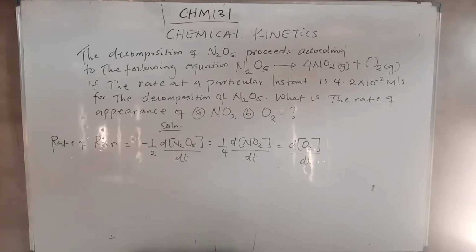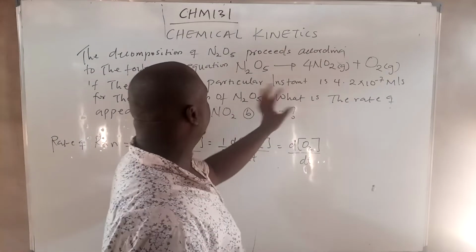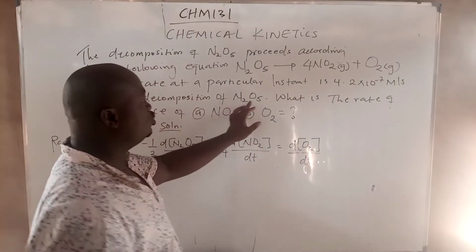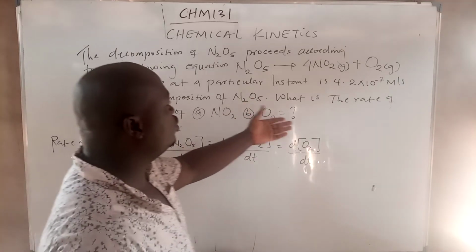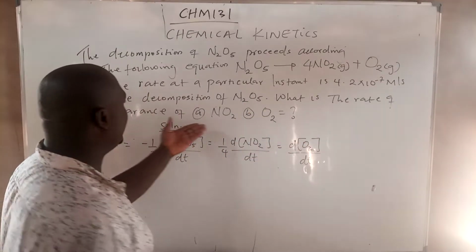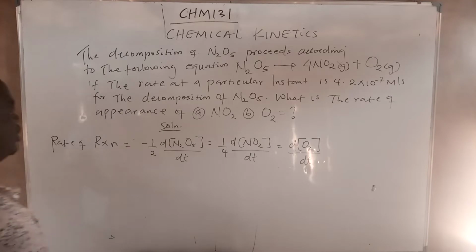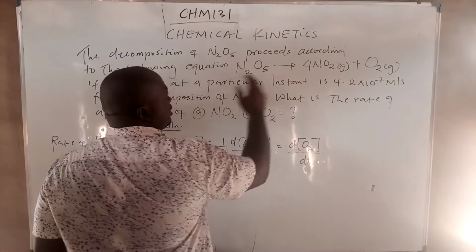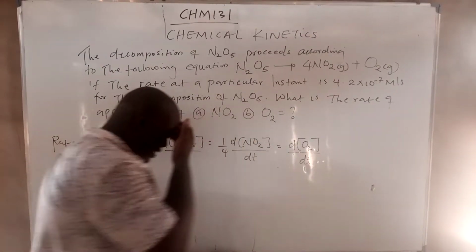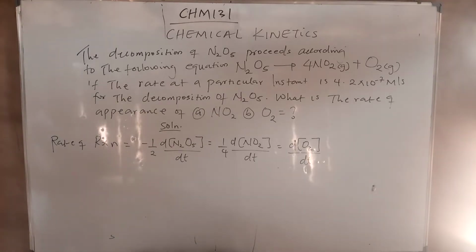So the equation at the board, you have the rate of the reaction, and they already give you the rate of the decomposition of N2O5. Now they want you to know what is the rate of the appearance of this. From the equation, you can see that this is disappearing and these two are what? Appearing.